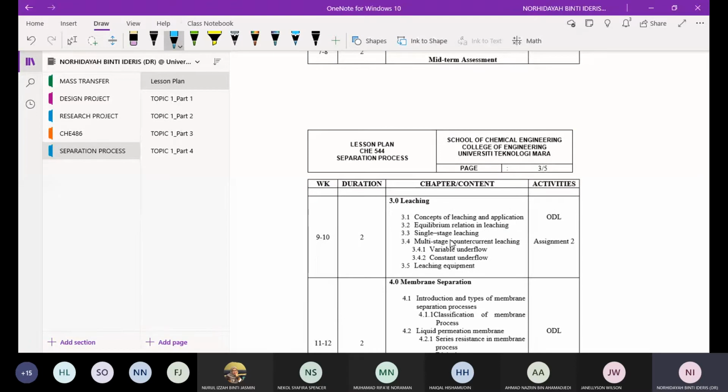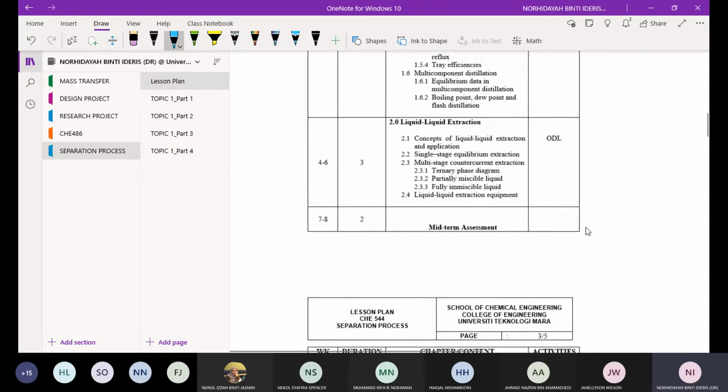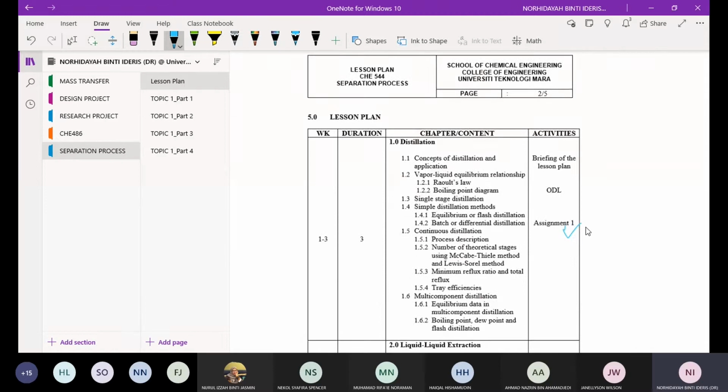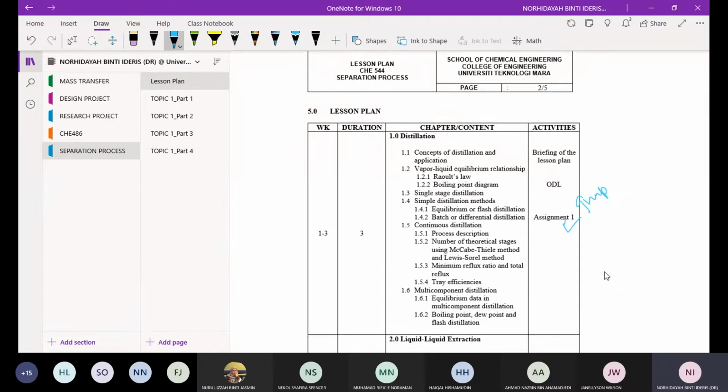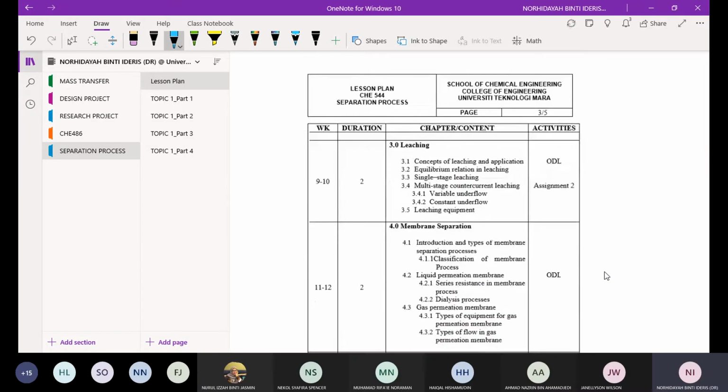The third process is leaching. You need to learn about the concept of leaching and everything. Then you're going to have your assignment 2 here, during your week 9 until 10. For the separation subject, your assignment 1 is in a group and your assignment 2 is individual.